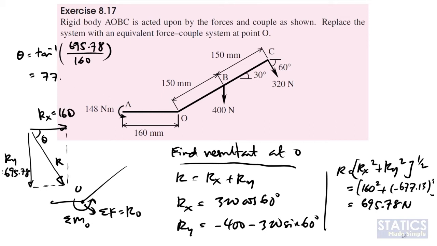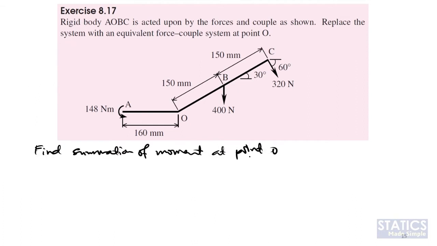So I'll end up with theta equals 77.05 degrees. Okay, so this is the angle of R. Next, we want to find the summation of moment at point O. The moment will be coming from the 400 Newton, the 320 Newton, as well as this free couple here. The moment at O, let's say again positive clockwise, is equal to the free couple, negative 148, negative since it is rotating counterclockwise, and I'm taking the assumption that clockwise rotation is positive.